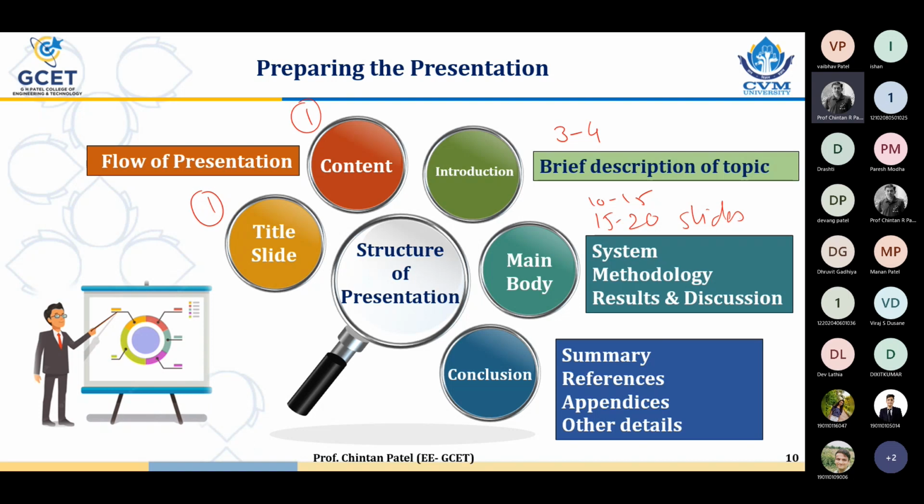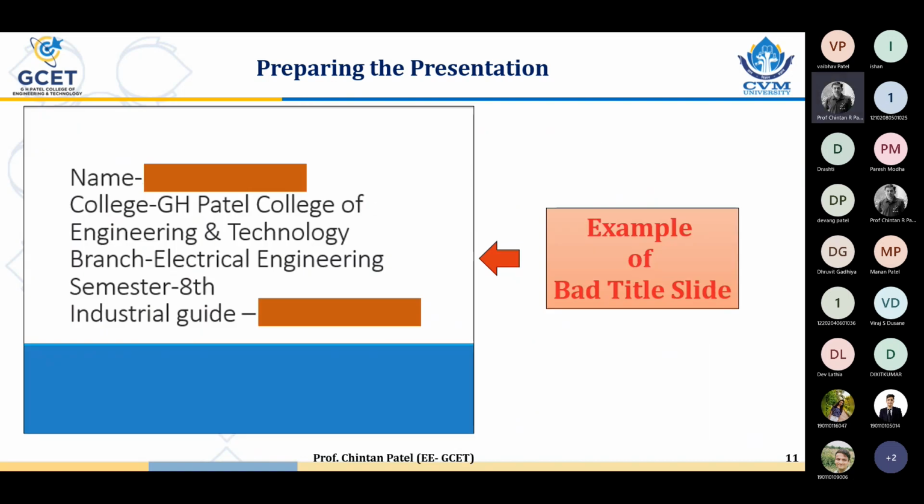Now, once you decide everything, you start preparing. This is one example of a bad title slide. This is the title slide of one of the presentations I evaluated recently. Can you believe this is the title slide? There are a lot of problems and a lot of missing things in this title slide.